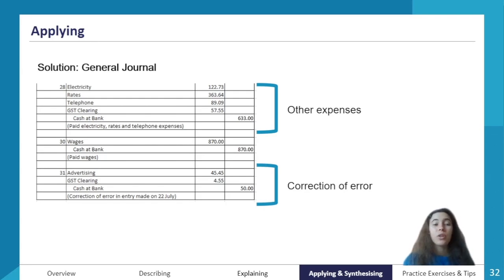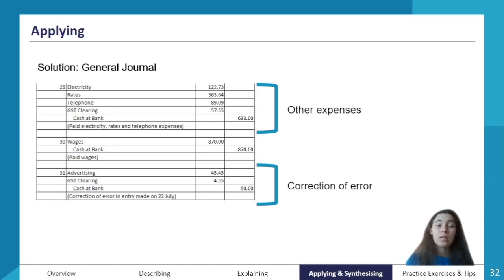Other expenses. So you can see on the 28th here, something to note is that we've joined all of these together. So you could be doing a transaction for each of these individually: electricity and cash at bank, and GST, rates, cash at bank and GST, etc. Except in this case, since they're all happening on the same date, we're actually able to join them together. So you are adding together all of those accounts to get the overall cash at bank. Then you're dividing by your 11 to get GST, and you've got all of your individual amounts for those different accounts as well.